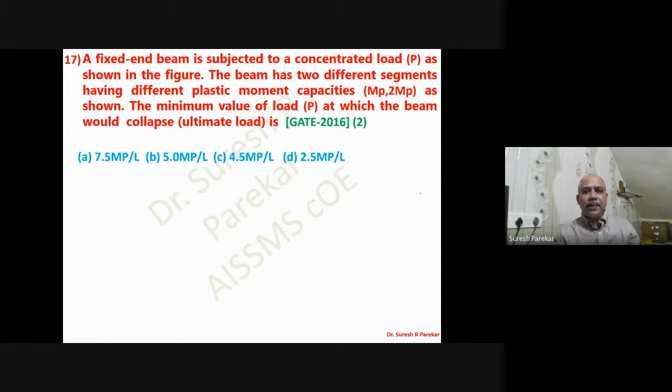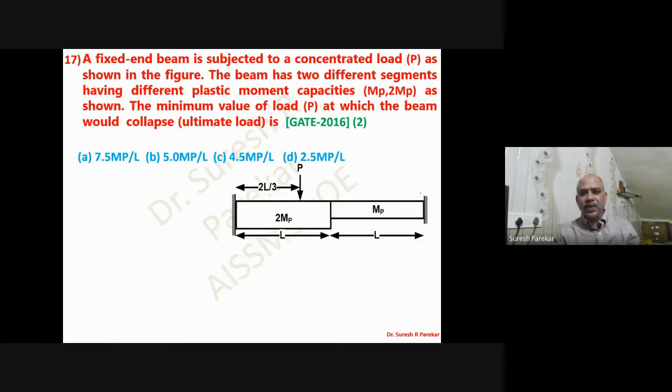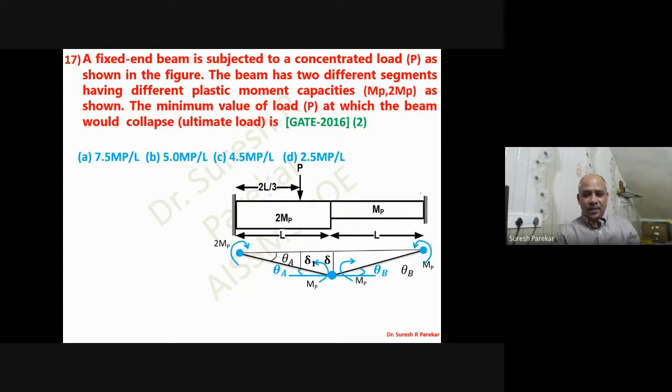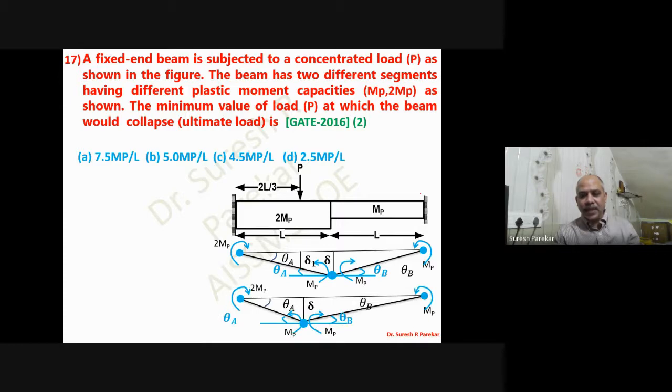Then a fixed end beam is subjected to concentrated load. So we have it like this. Now if you see this, first we have a hinge under the concentrated load and at the fixed end, and this will be the first mechanism. In the second mechanism we have a hinge under the load, and then we have hinges at the fixed ends.